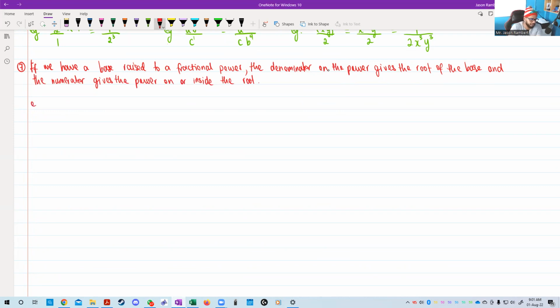For example, 4 to the power of 2 over 3. First thing you should notice: fractional power. You all see that? Identify that this power is indeed a fraction. The law says that the denominator tells us the root. So the denominator is 3. So just a little side note on the side here.